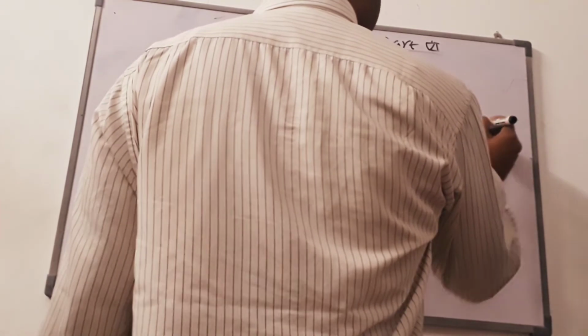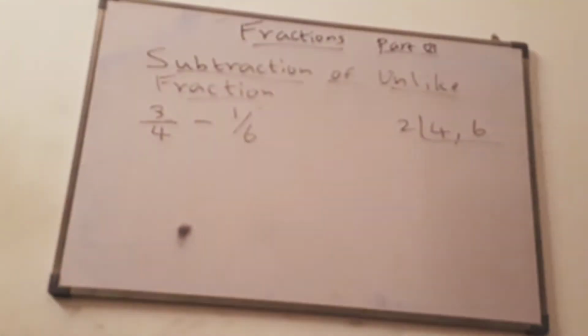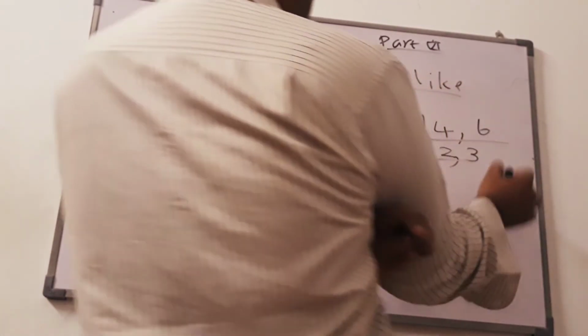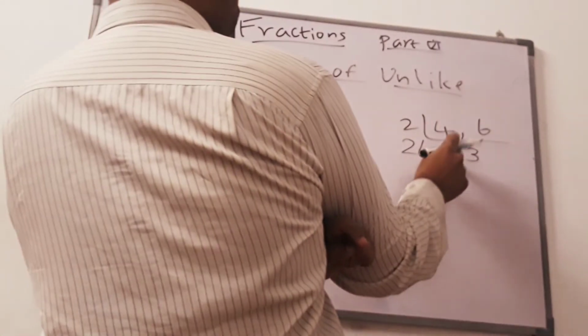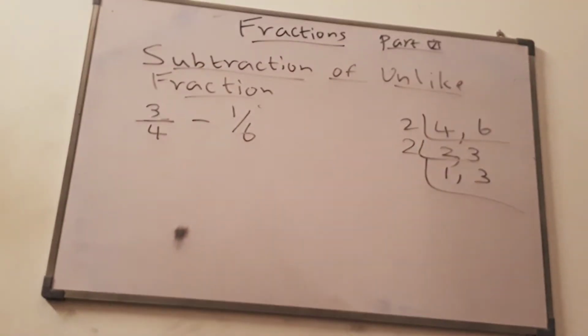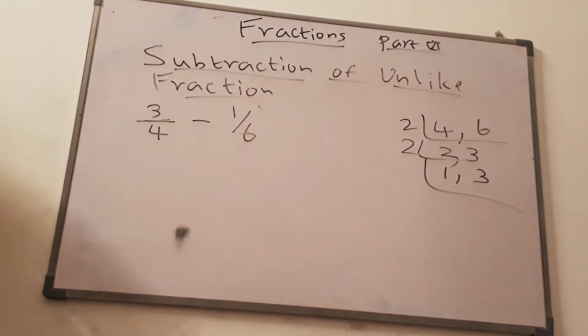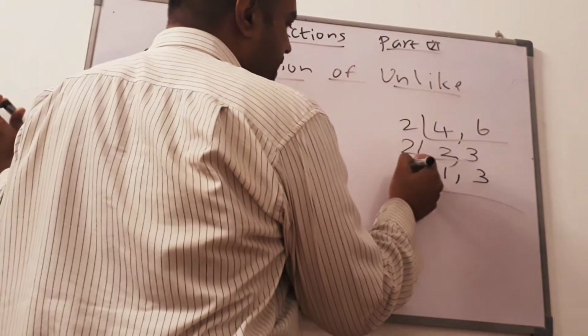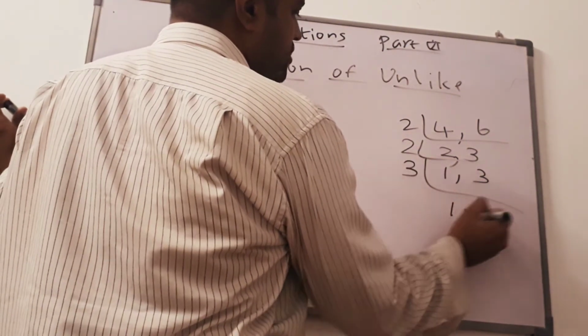So for 4 and 6, we have to take the least prime factor here. What is that? 2. 2 is the least prime factor. Then we have to check how many 2's are there in 4. How many 2's? 2 2's. 6 means 3 2's. There's a 2 here and a 3 here. We have to divide again by 2 to find how many 2's are there in the 2. 1 and 3. Then there's a 3 here. We can't divide 3 exactly by 2. So we have to find the next prime factor, which is 3. So it will be 1 1.